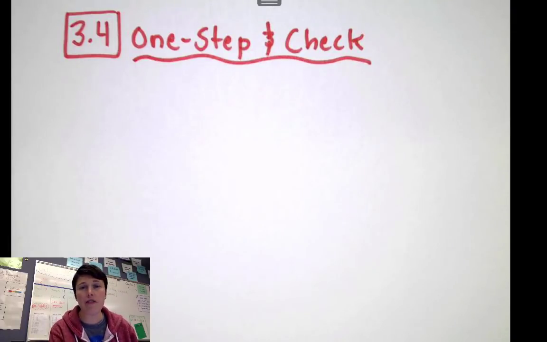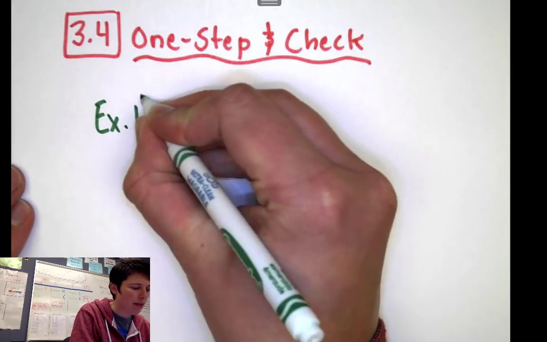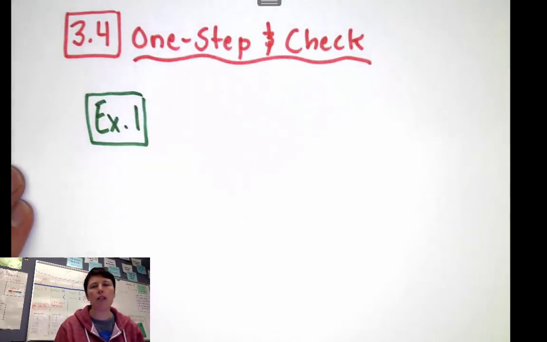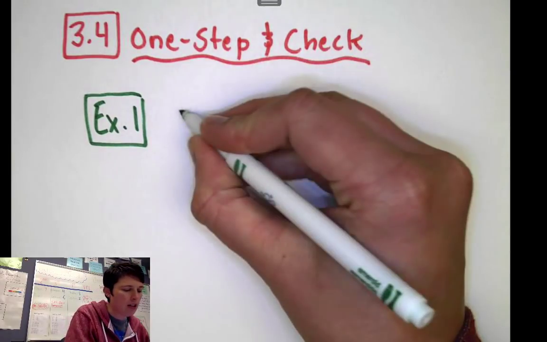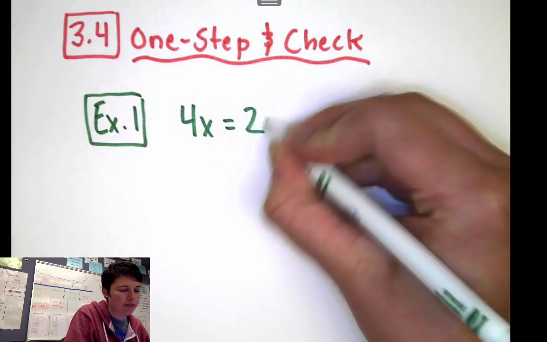Hey guys, another video here on one-step equations, and this time we're going to focus on how to check our answers because that's an important skill to have. So we are going to try some problems. I'm going to start with my first example here, where we're going to solve for x. And one of the problems we've been working on recently is this: 4x equals 20.